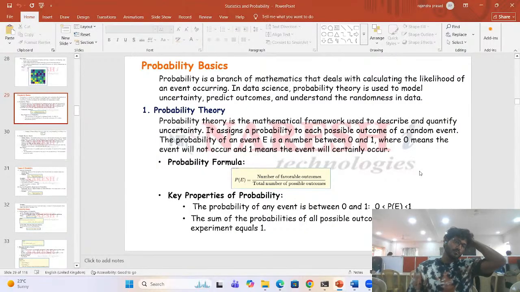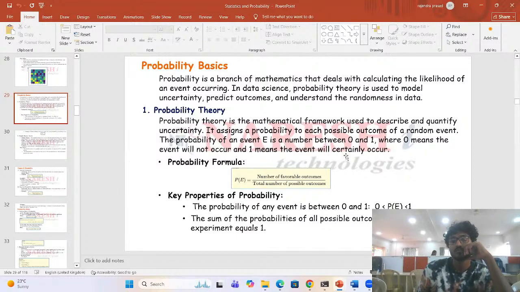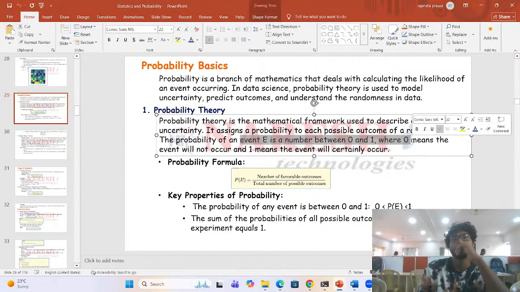So simply, probability is used to quantify uncertainty. It assigns a probability to each possible outcome of a random event from a random experiment. Clear? See, the probability of an event E is a number that lies between 0 and 1. Whenever you calculate probability, the value always lies between 0 and 1. If your probability value is greater than 1 or less than 0, it means you did something wrong in your calculations. That's not the actual probability.